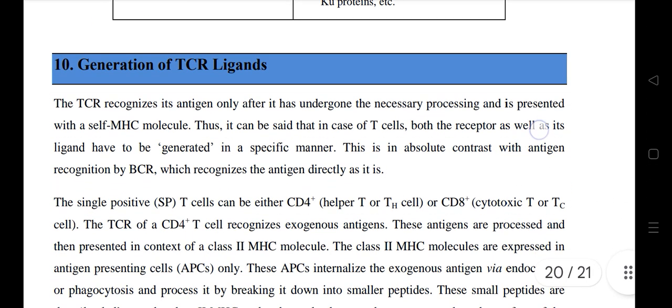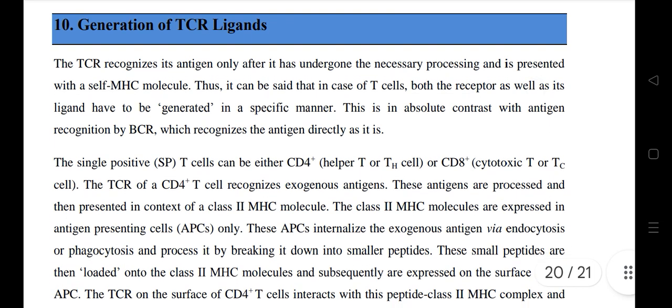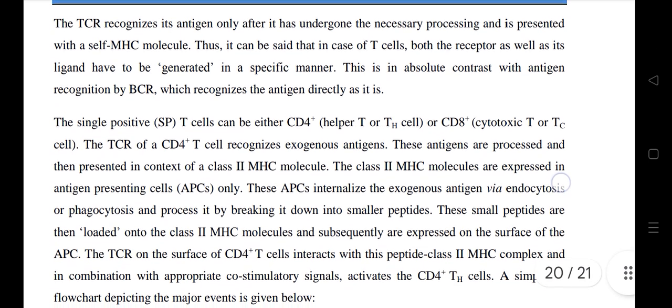Then generation of TCR ligands. The TCR recognizes its antigen only after it has undergone the necessary processing and is presented with the self-MHC molecule. Thus, it can be said that in case of T cells, both the receptor as well as its ligand have to be generated in a specific manner. This is the absolute contrast to the antigen recognition by BCR, which recognizes the antigen directly as it is.